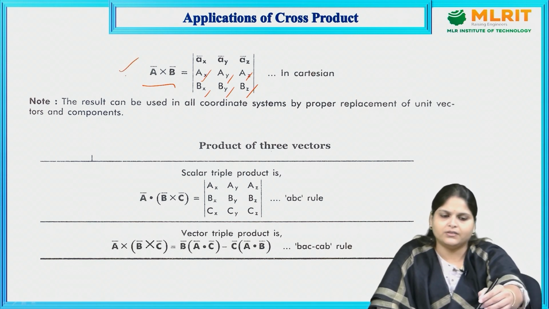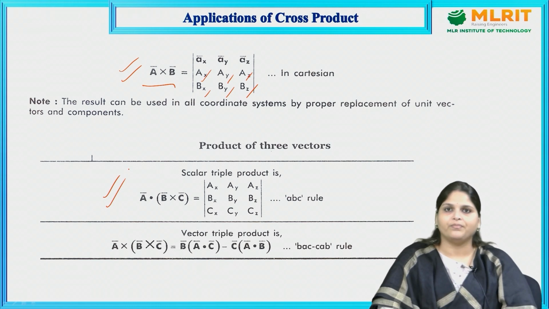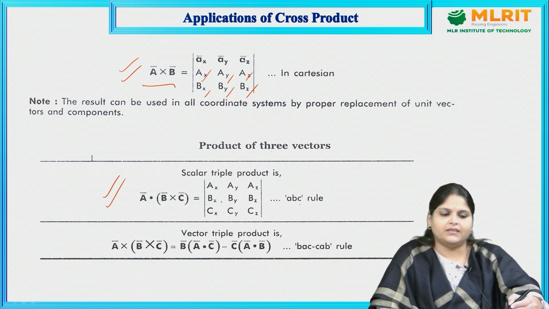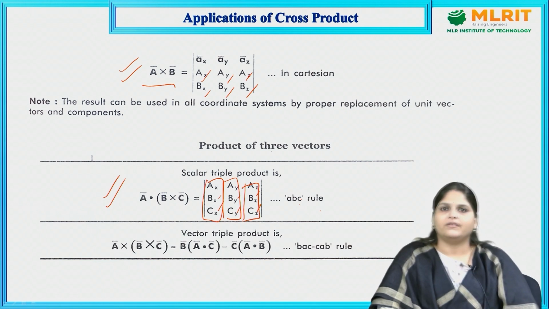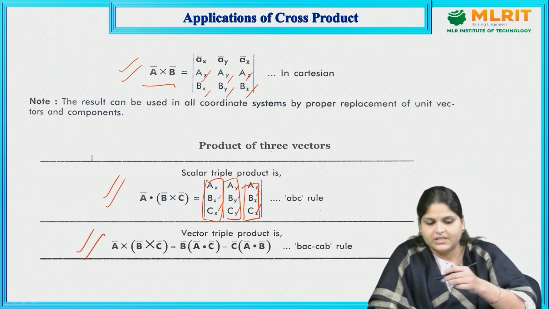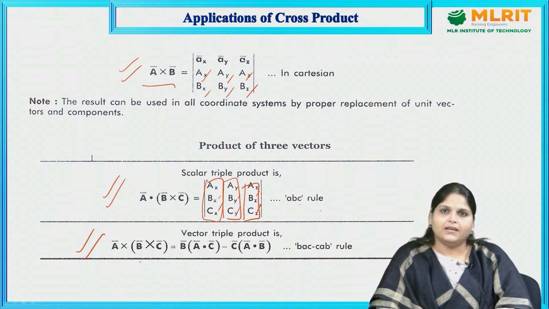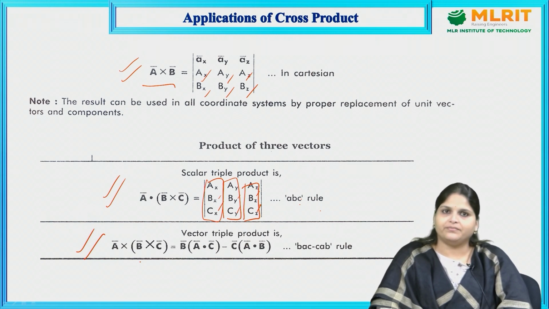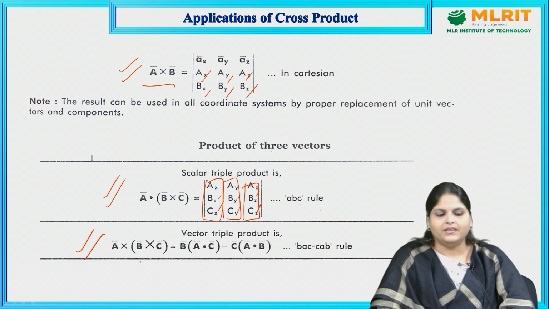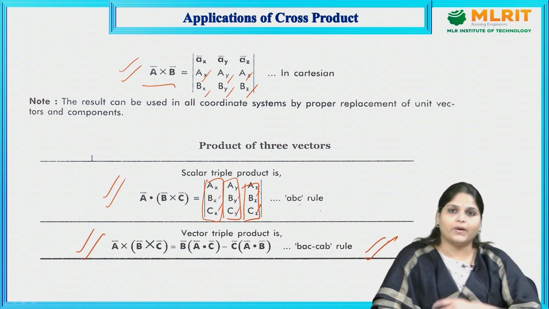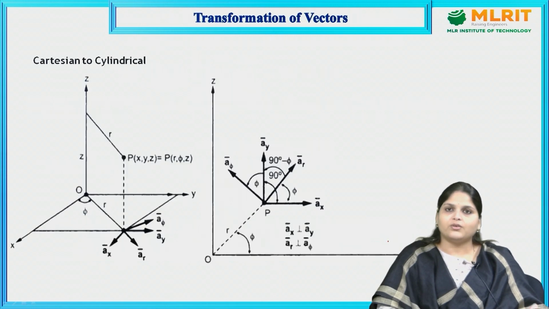Similarly, here we had 2 vectors, and here we can have 3 vectors also. A dot B cross C. So how can we write it? The determinant with rows AX, AY, AZ; BX, BY, BZ; CX, CY, CZ, like this. Vector triple product is also one of the properties. A cross B cross C is equal to B (A dot C) minus C (A dot B). It is called the BAC CAB rule. So again, these properties are required for solving the problems.